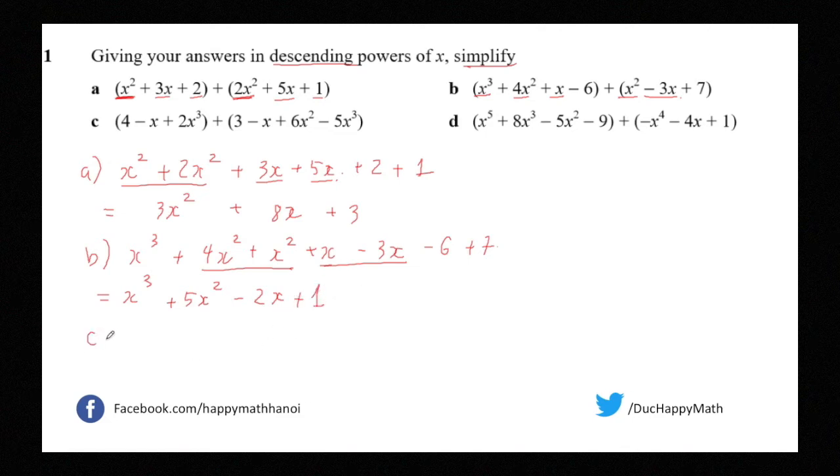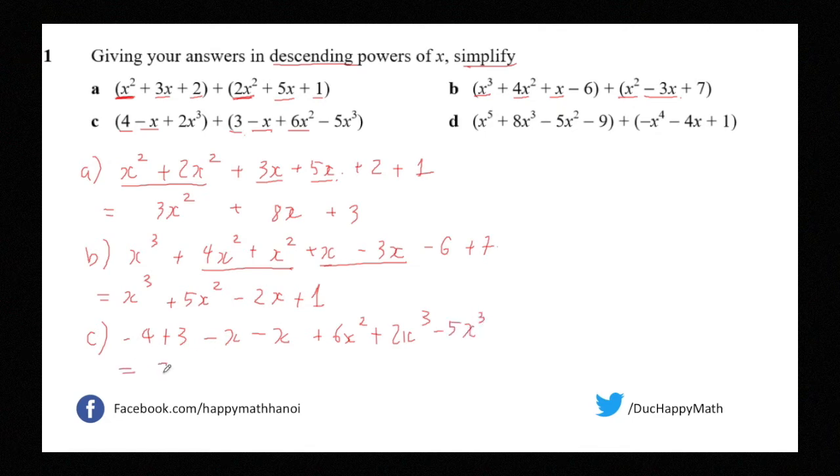Okay, continue with question C. First, the constant numbers: 4 and 3. The next ones are the power to 1: minus x, minus x. For x squared, you have only 6x squared here. For x cubed, you have 2x cubed and minus 5x cubed.